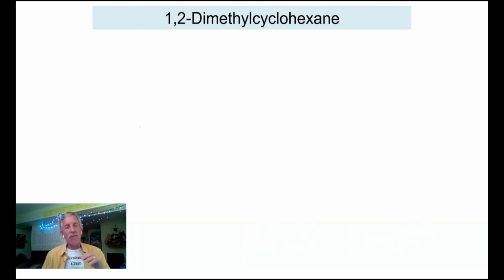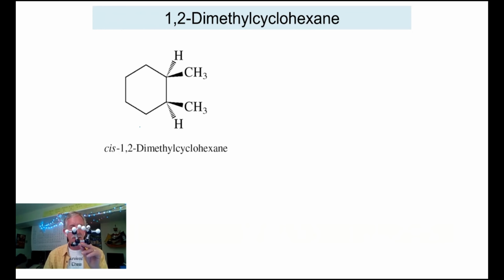But now when I have 1,2-dimethyl cyclohexane and I decide to put 2 methyl groups right next to each other on this ring, everybody do that. Put 2 methyl groups, 2 carbons, 2 whatever. Put them on the ring right next to each other. Okay, so here's my 6 carbons. Here's my 2 methyls. And notice I can put them right next to each other that way. Or I can put them right next to each other.